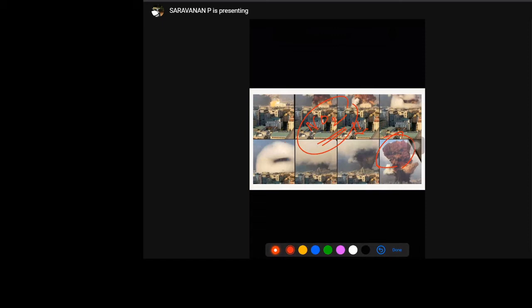Low explosives like ammonium nitrate. Once again I repeat, high explosives usually produce a shock wave. But in the case of ammonium nitrate, it produces a pressure wave. So you must know that.